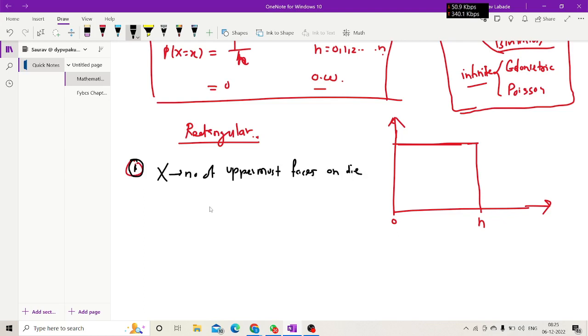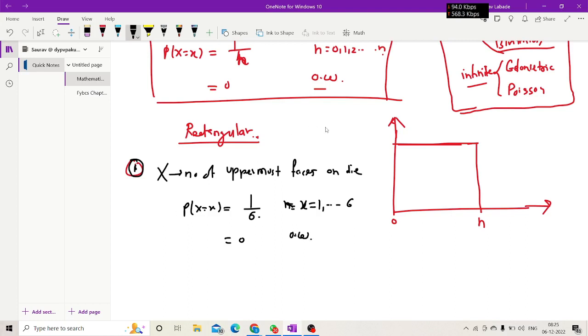Then my uniform distribution, or the PDF, I can write it as probability of X equals x will be 1 by 6, where x is from 1 to 6, and equals 0 otherwise. So this is one particular example of the uniform distribution. Now let's see how to find the mean and variance.